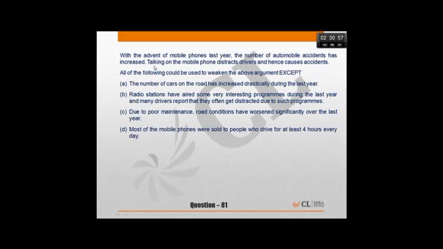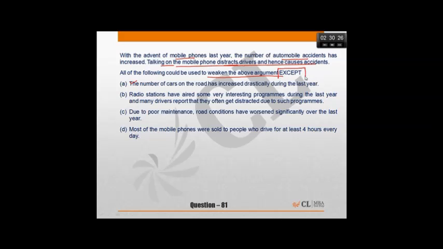Question 81. With the advent of mobile phones last year, the number of automobile accidents has increased. Talking on the mobile phone distracts drivers and hence causes accidents. All the following could be used to weaken the above argument. Okay, talking on the mobile phone distracts drivers and causes accidents. What can weaken the argument? Choice A, the number of cars on the roads has increased drastically. Yes, this can weaken the argument. All of the following can weaken the argument except.